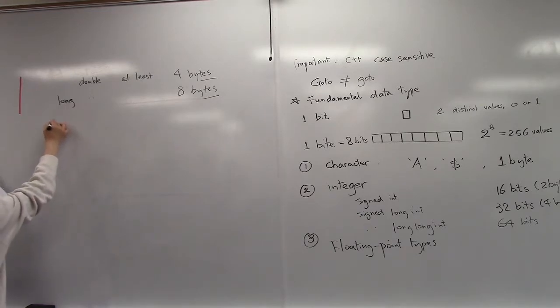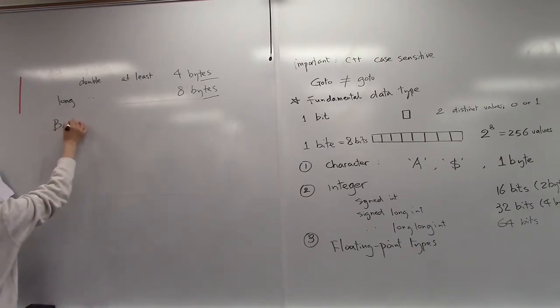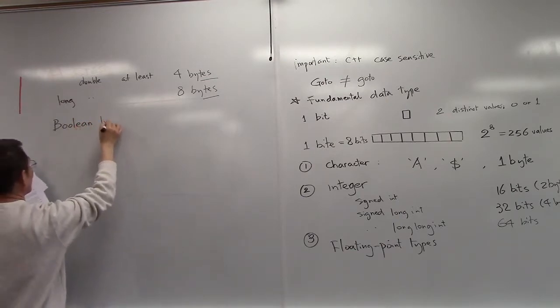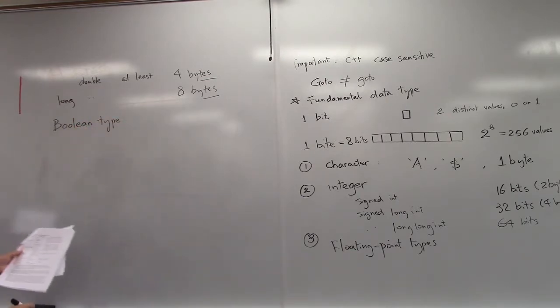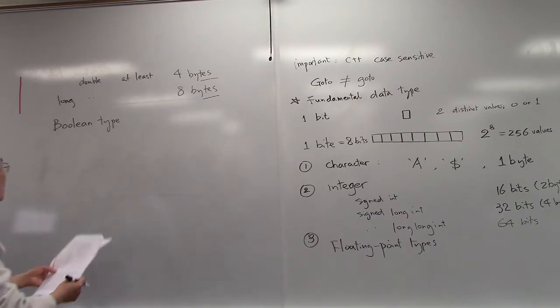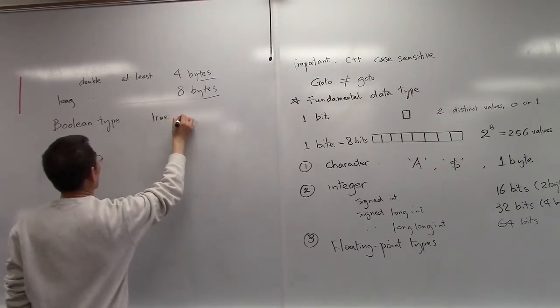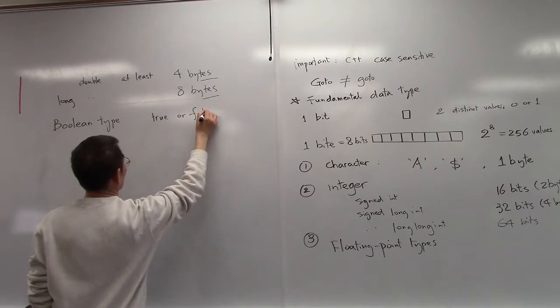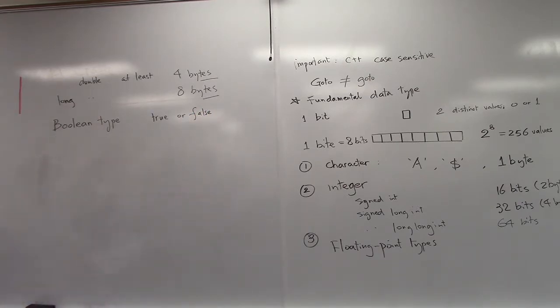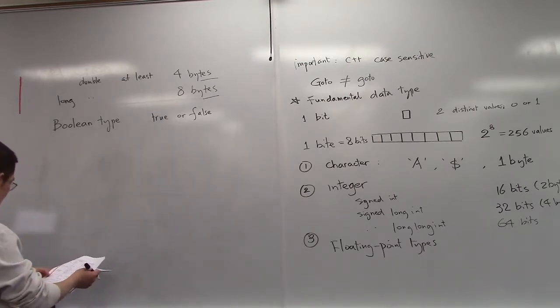And then there is the Boolean type. The Boolean type only has 2 values: true or false. Okay. And also in C or C++, true is the equivalent of any numerical value not equal to 0. False is equivalent to any 0 value. So it's either 0 or not 0. So you need to remember that.